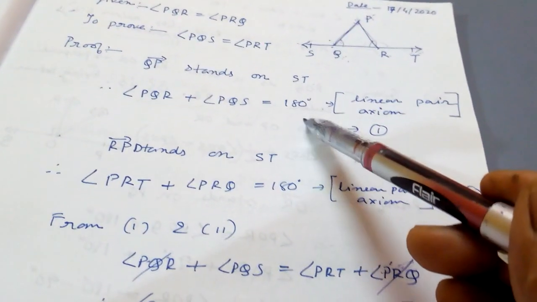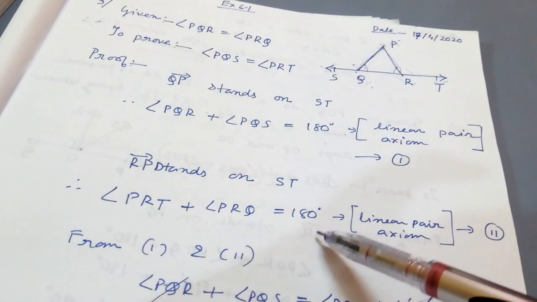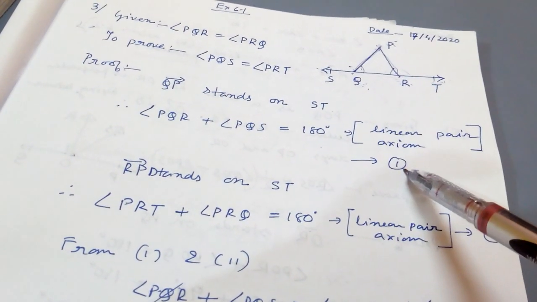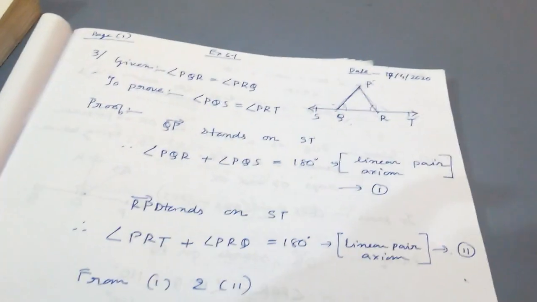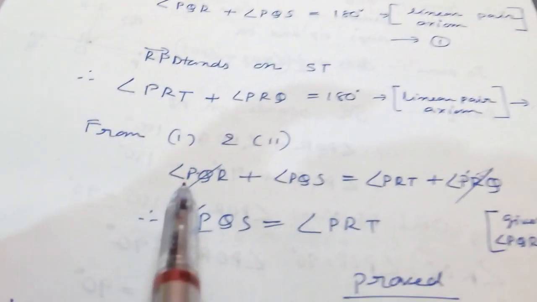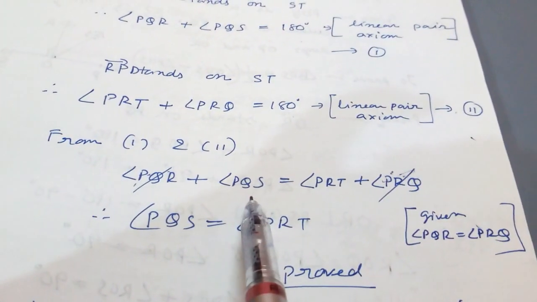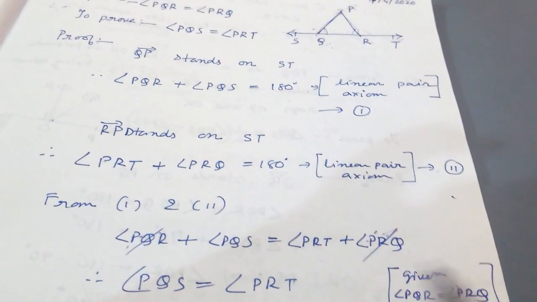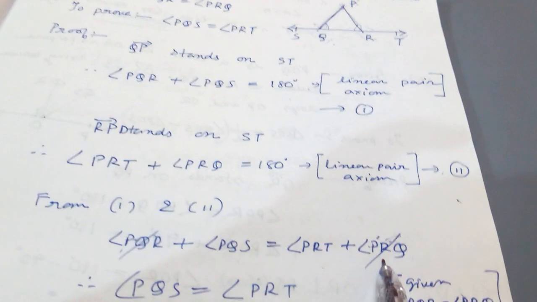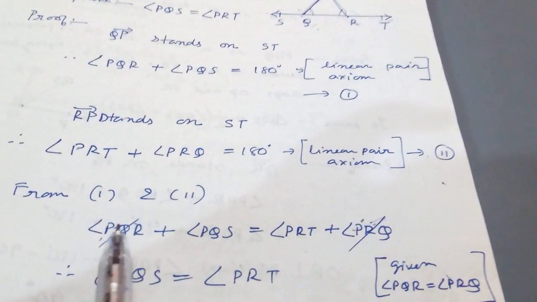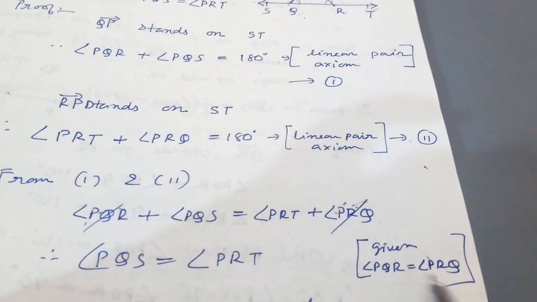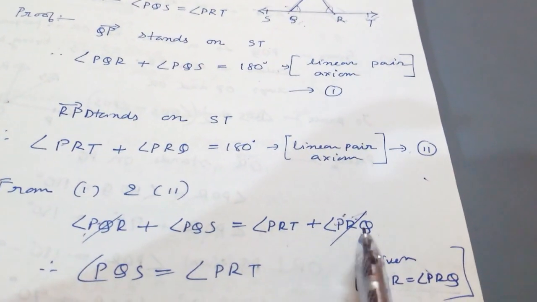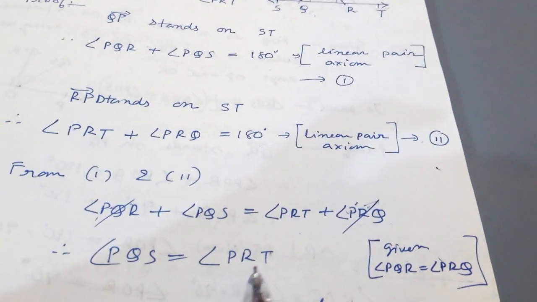Here we see that the right hand side is also 180 degrees and 180 degrees. We mark it 1 and this 2. From 1 and 2 we get that PQR plus PQS is equal to PRT plus PRQ. We are given that PQR and PRQ are equal. Therefore, we cancel the equal terms, PQR and PRQ, since PQR is equal to PRQ. We cancel this and get PQS is equal to PRT.